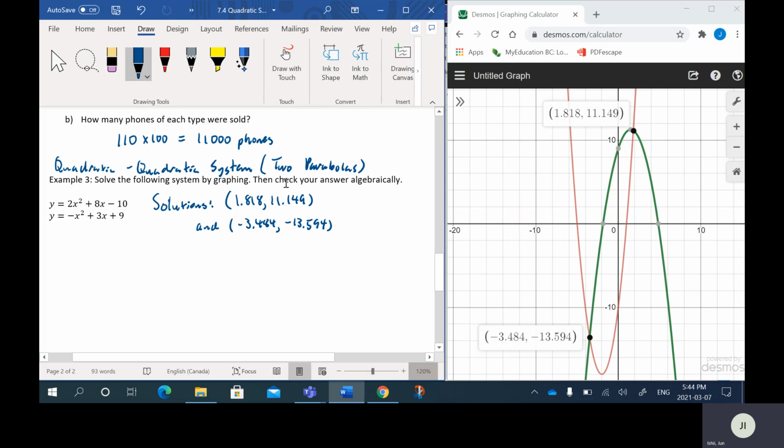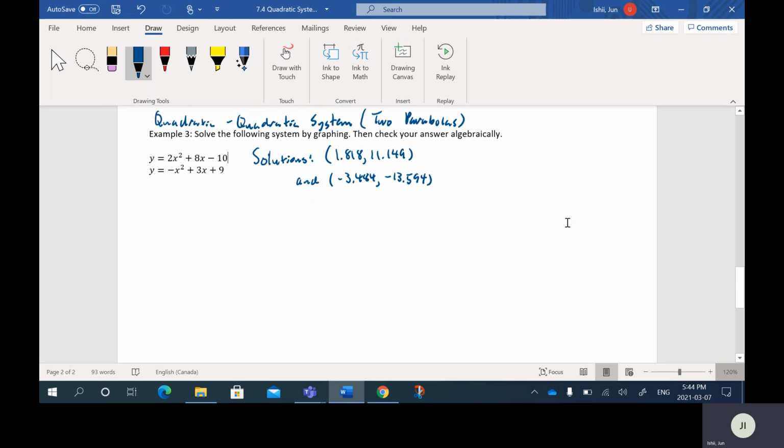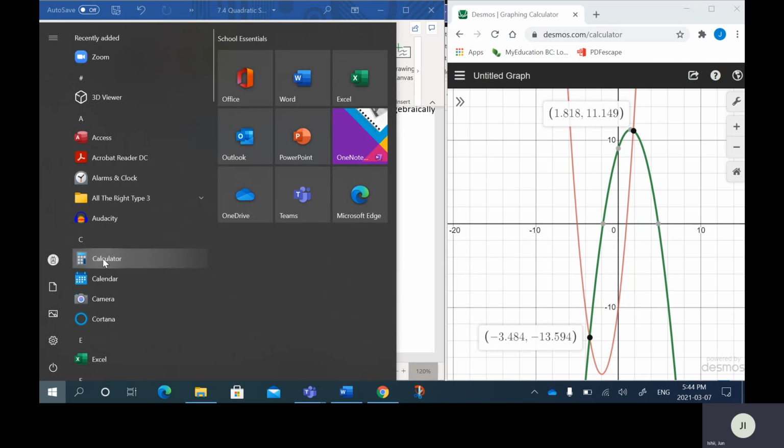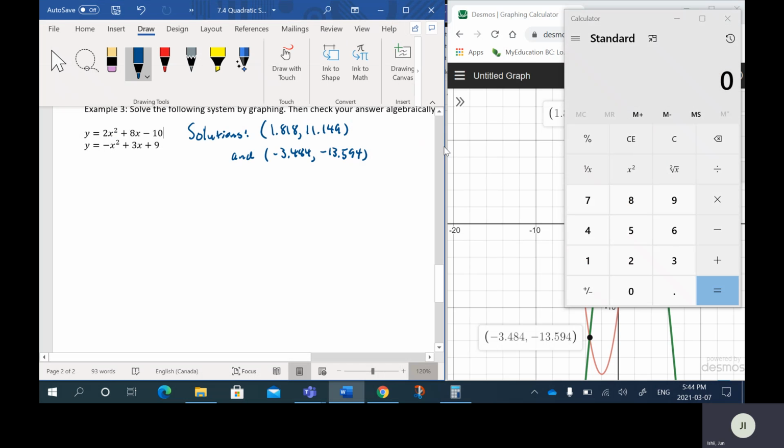And what we also want to do here is check our answers algebraically. What that means is, and you might find this long and boring, but I'm going to do this as quickly as possible. It's basically I'm going to plug in these points here for x and y and make sure that the left side matches the right for both. All right, so let's do that. Actually, I probably need a calculator. Let's open up the calculator. Make this a little bigger.